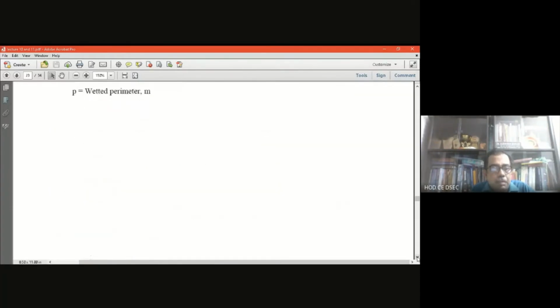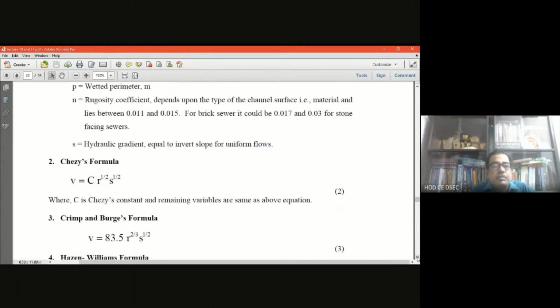Now coming to another formula, that is the Chezy's formula. What does this formula give us? V equal to C R to the power half S to the power half. What is C? Chezy's constant, and the remaining variables are the same. So the only thing added here is Chezy's constant in place of the N rugosity coefficient in the Manning's. R is the hydraulic radius, as I mentioned in my earlier formula, that is the Manning's formula, and S is the hydraulic gradient, that is the slope of the pipe.